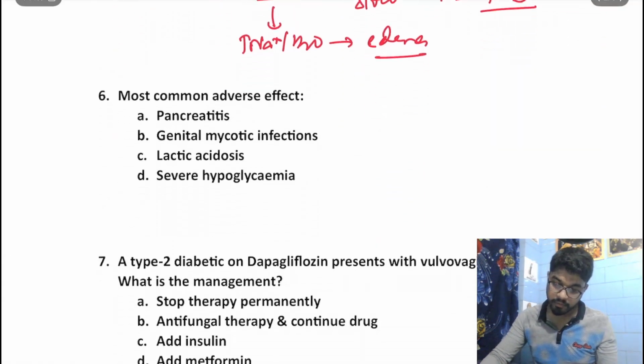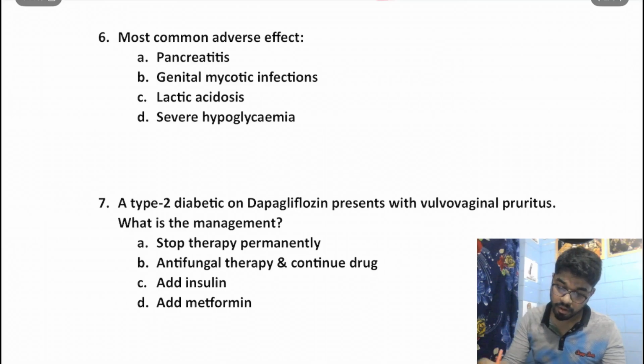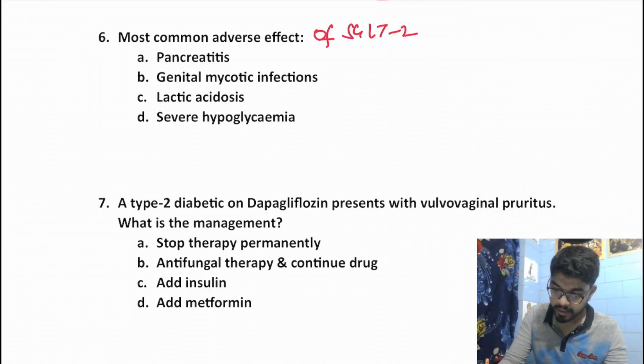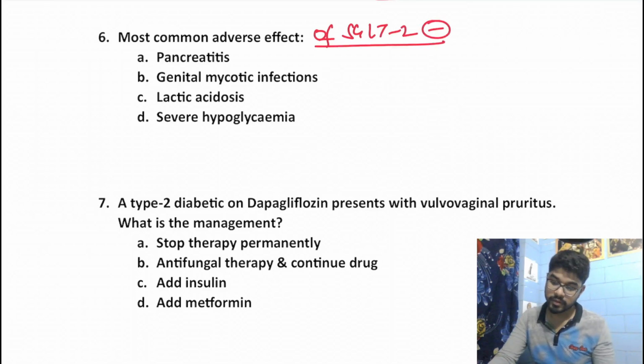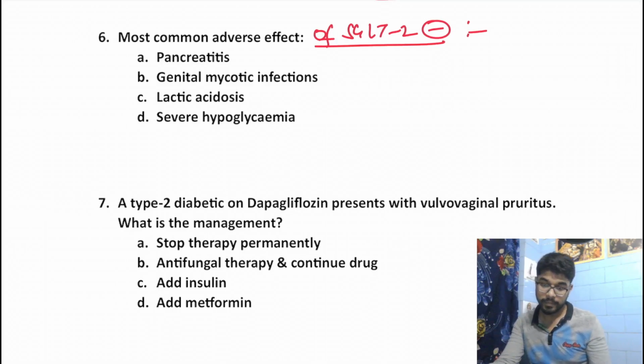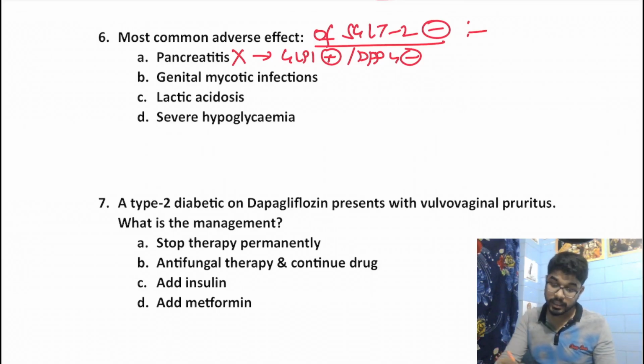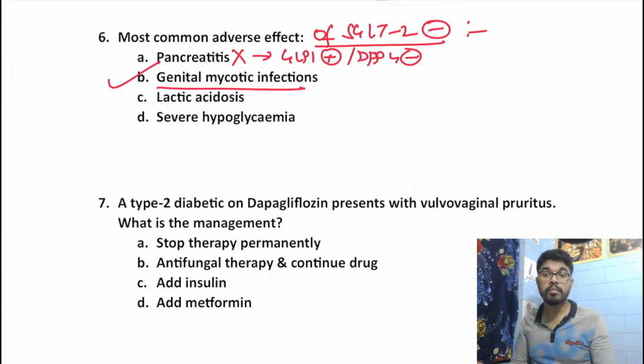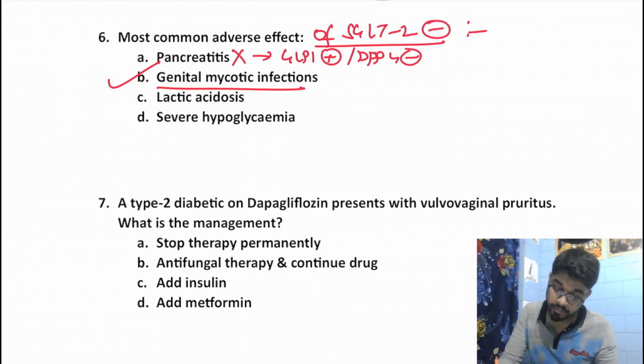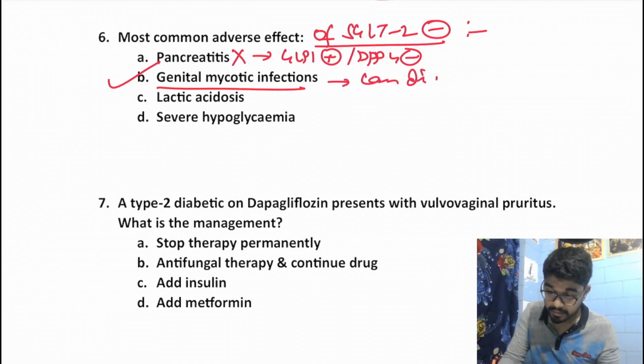Okay. Moving on to the next question. The most common adverse effects of SGLT2 inhibitors. Okay. Pancreatitis, no. Pancreatitis is the side effect of GLP-1 analogs or DPP-4 inhibitors. Genital mycotic infection, yes. This is the most common side effect of SGLT2 inhibitors, and this is due to candida.